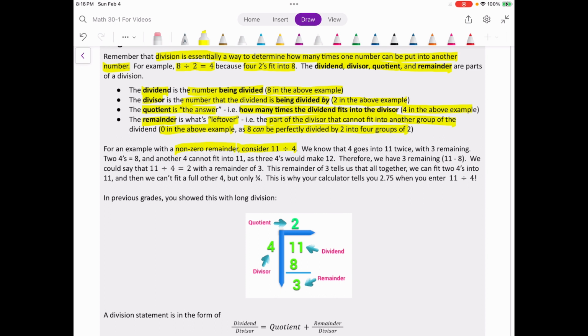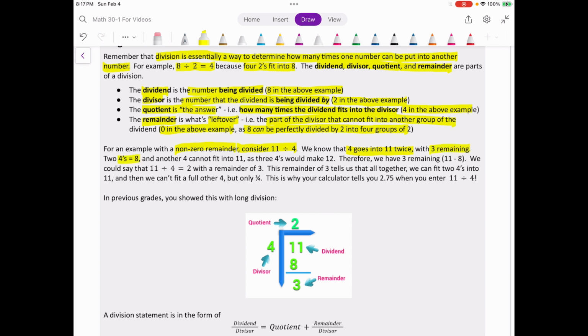But can it go in a third time? Not into 11, right? 4, 8. A third 4 would give us 12. So 4 goes into 11 twice, 4, 8, and then we've got 3 left over. We can put 3 more into 11, but we can't put a full other group of 4 into 11, right? So it goes into 11 twice with 3 remaining, okay?